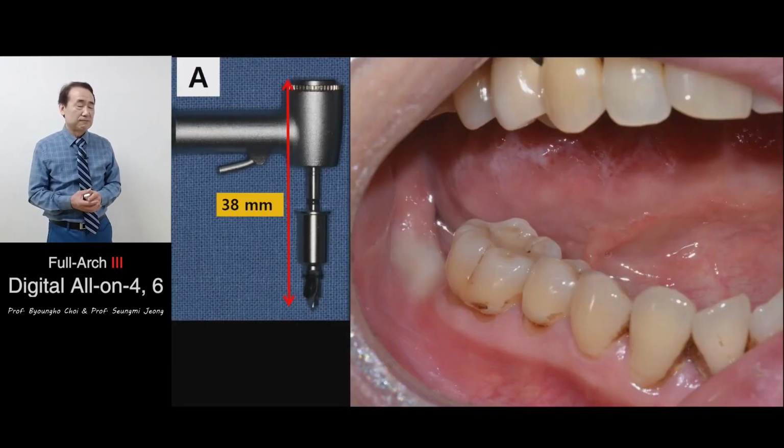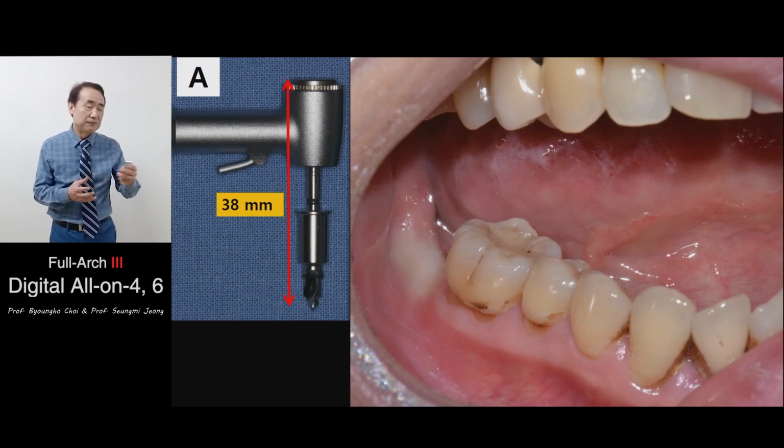This patient has a very limited mouth opening and wants to get an implant in the mandibular second molar area. The mandibular second molar area is the most difficult area to place implants using a surgical guide.